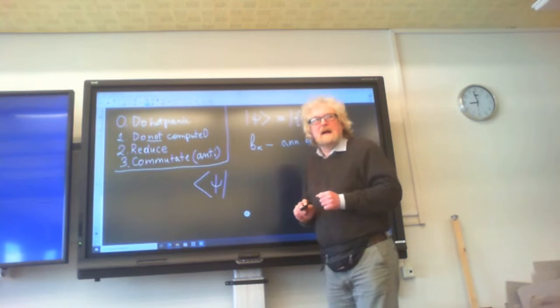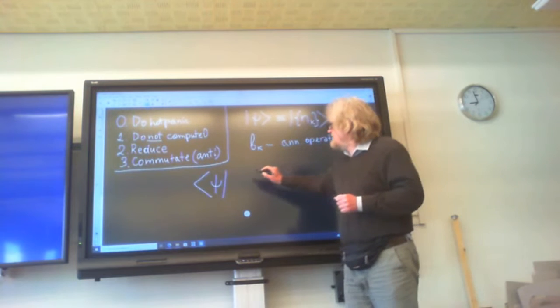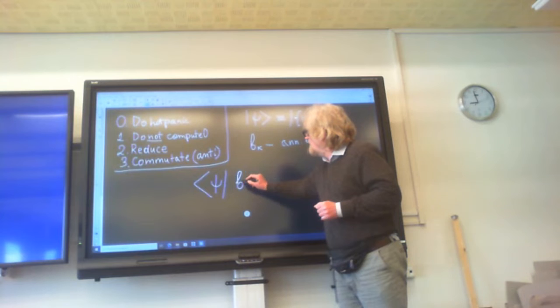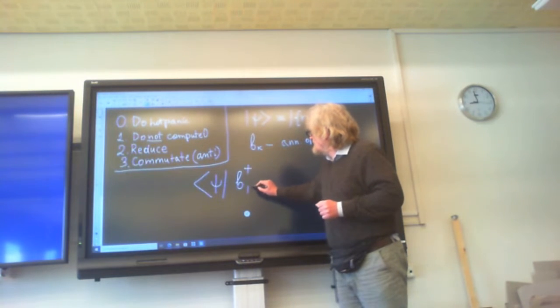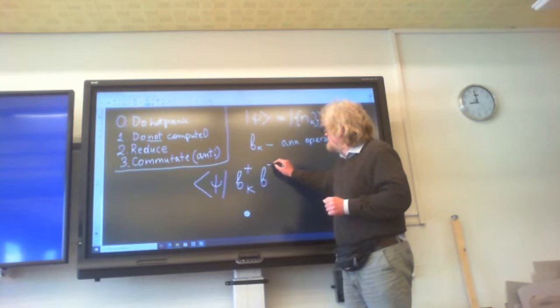I'd like to compute the average over a number state of the following combination of creation and annihilation operators. Let us see. What do we have after k? Normally l.